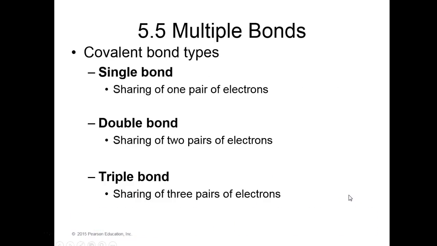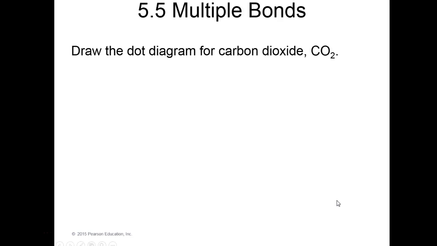We have 3 types: a single bond, which is 1 pair, double bond is 2 pairs, and a triple bond is 3 pairs. Try to draw the dot diagram for carbon dioxide, which is CO2. Pause the video here, use your periodic table and the information you've been given to see if you can draw CO2, and play the video when you're ready to see the answer.